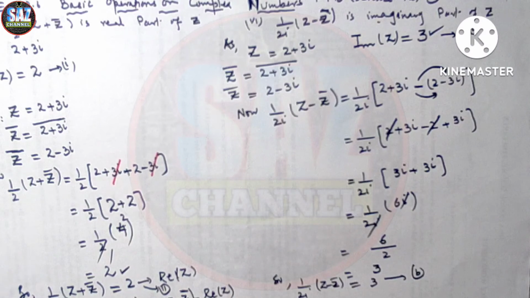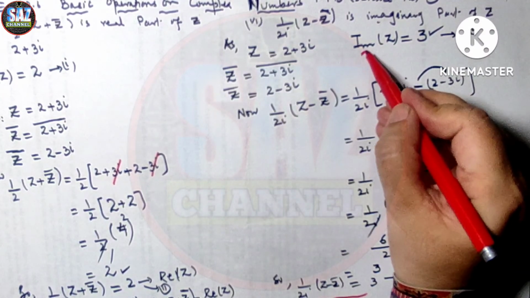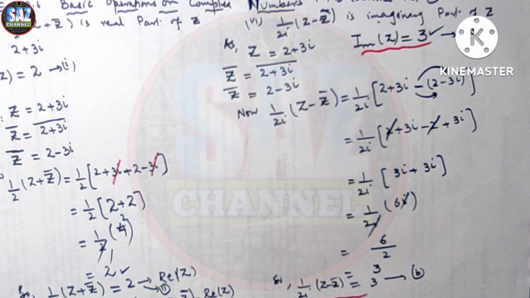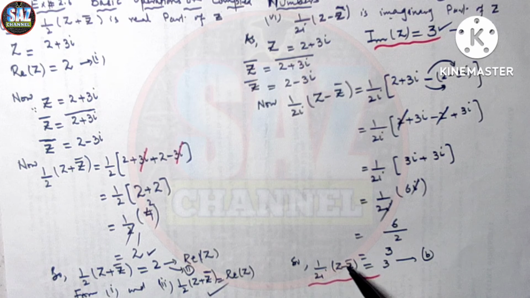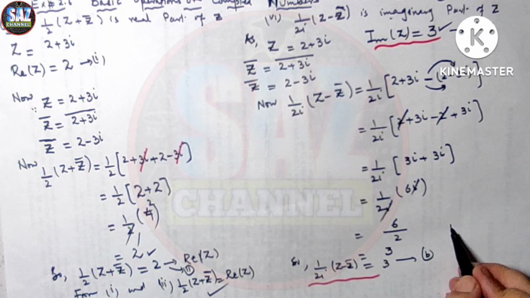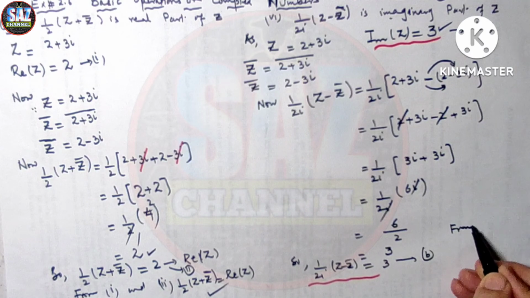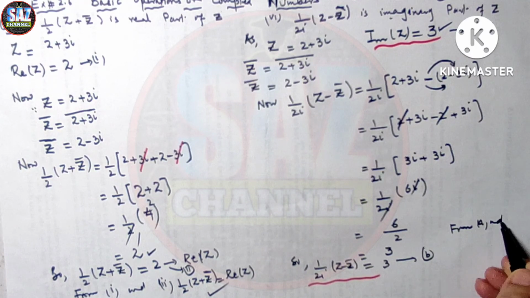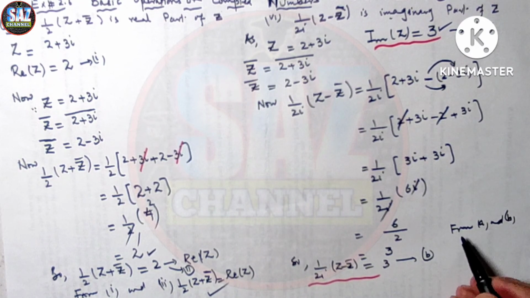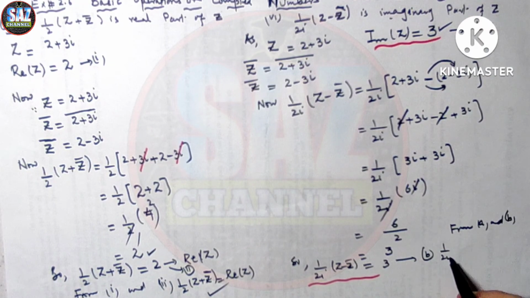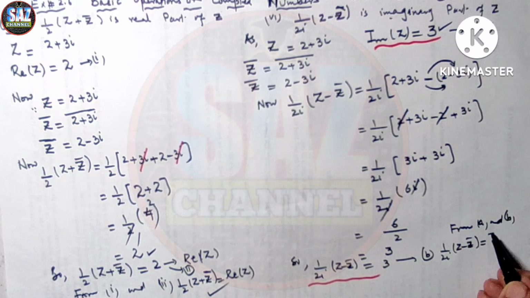So, do observe that the imaginary part of z was 3 and 1 over 2 iota (z minus z bar) comes 3 as well. So, from a and b, what can we conclude? That 1 over 2 iota (z minus z bar) equals the imaginary part of z. I hope now all these questions are really easy for all of my students.